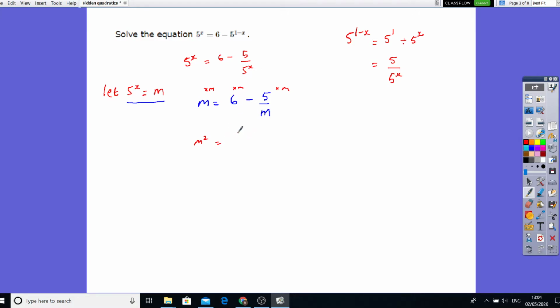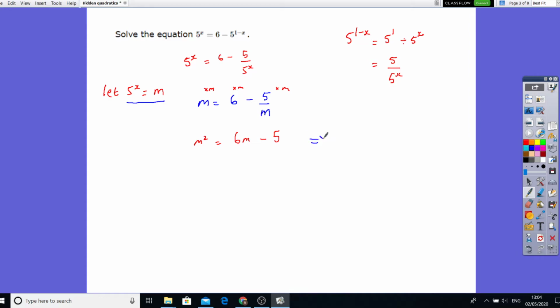6 times n is going to give me 6m. Now 5 times m is 5m, divided by m is just going to give me 5. That's the whole reason why we times it, to get rid of that denominator. Okay. Now straight away you can see the hidden quadratic over here. Well, it's not hidden anymore. Okay, so let's just bring everything to one side.